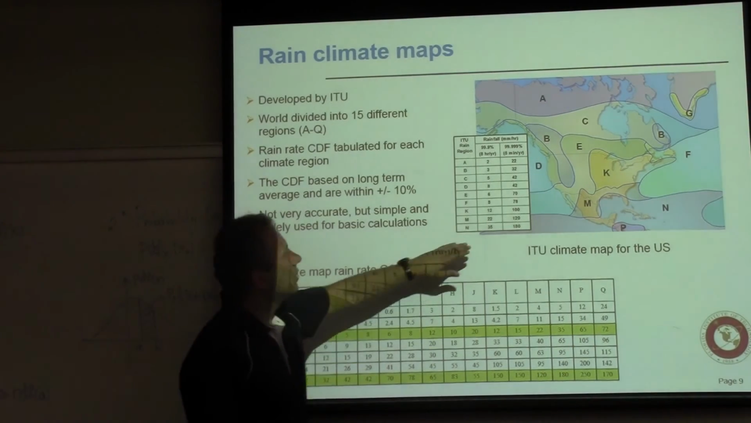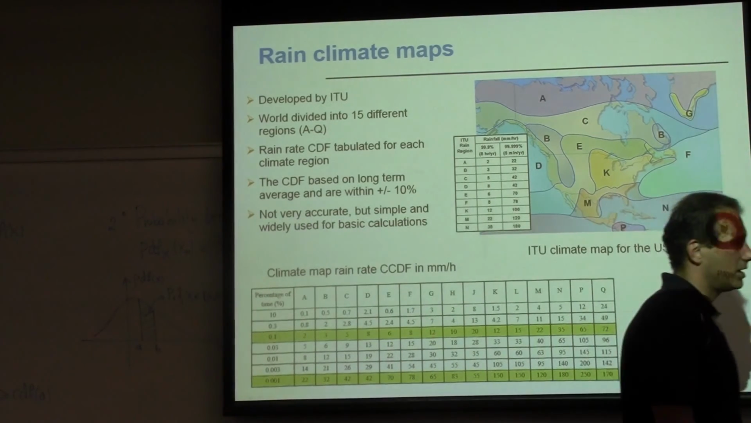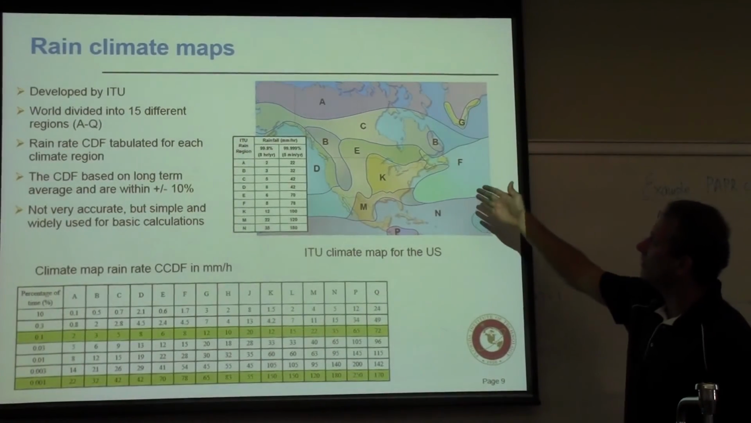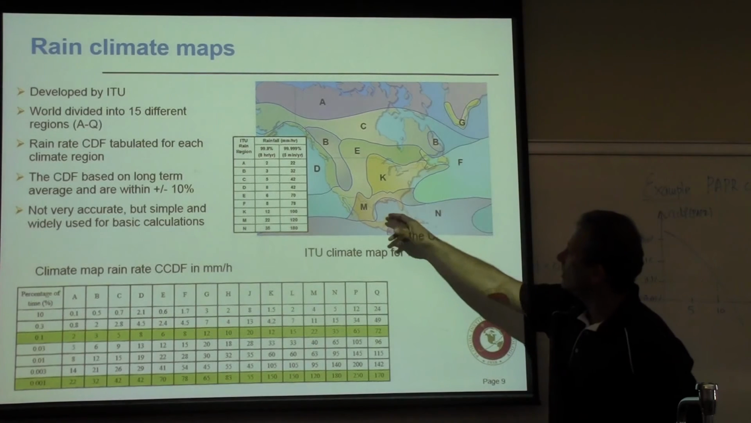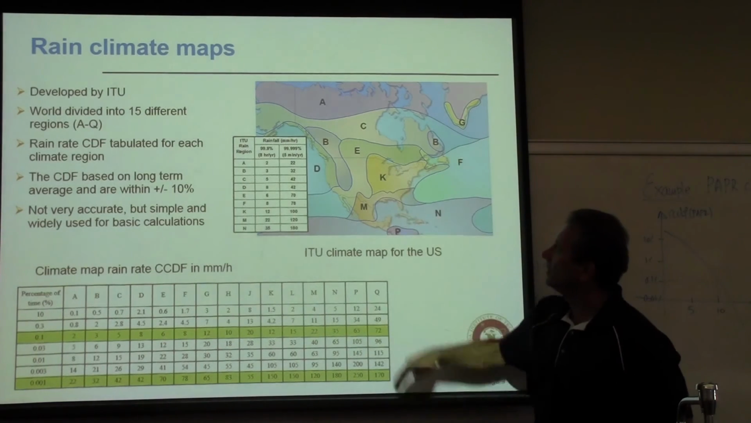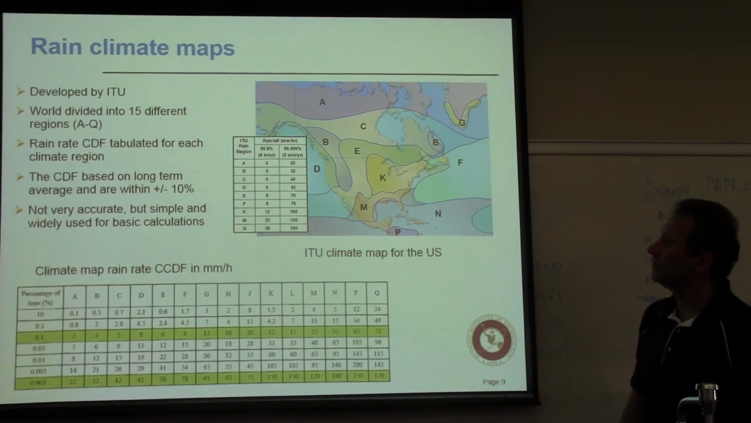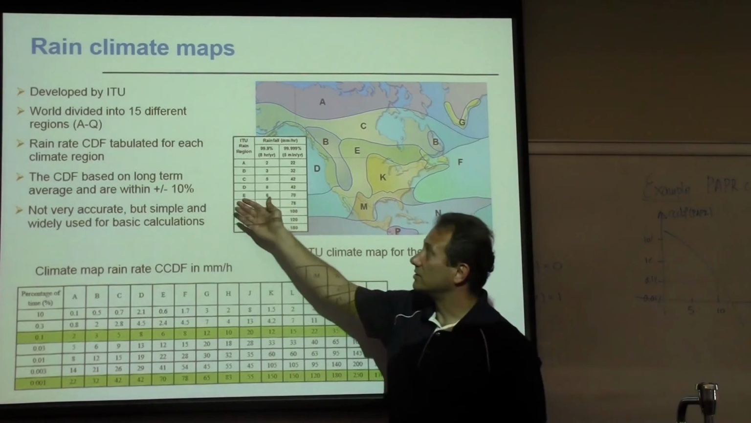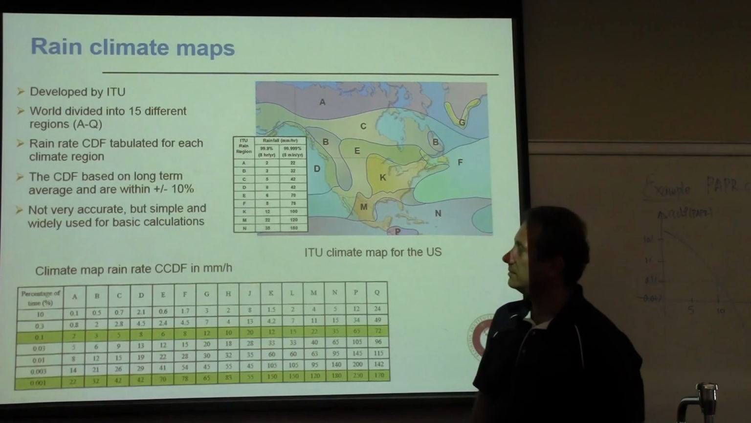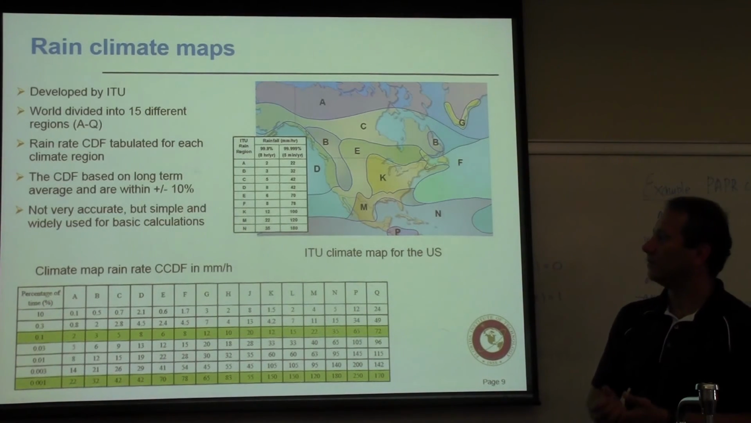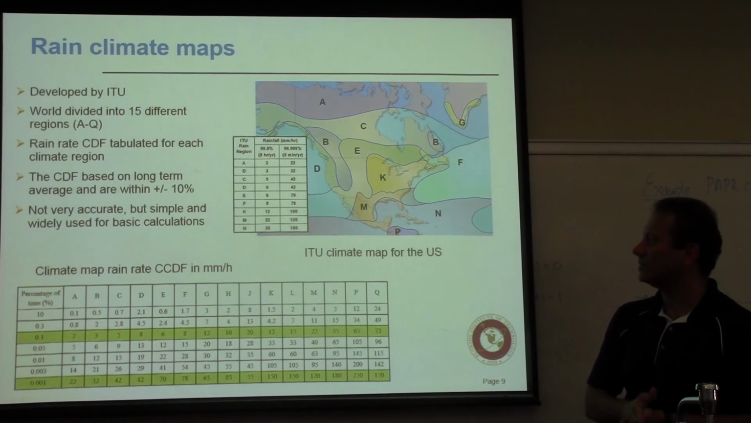And this is how the maps look like. I have focused here on the US, so you can see that we have a few regions, I guess. And you can kind of recognize that just by looking at the news that there are all different types of climates that we have here in the United States. They are based on the long-term averages, and the claim is that they are within the 10%, which used to be, and still is okay for a lot of design work.